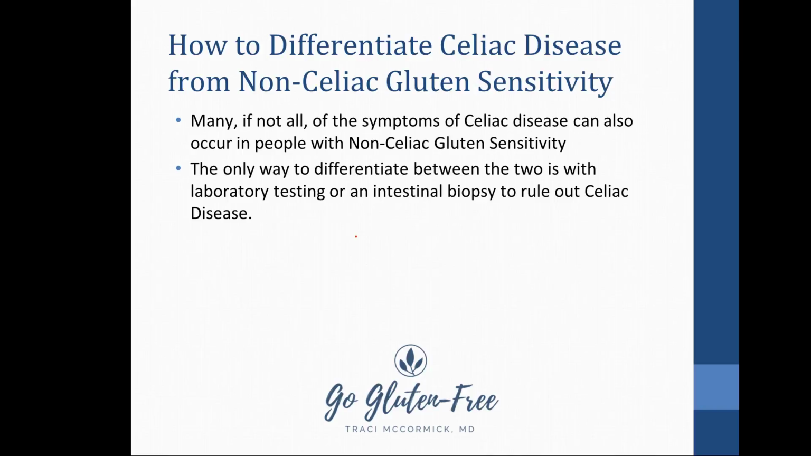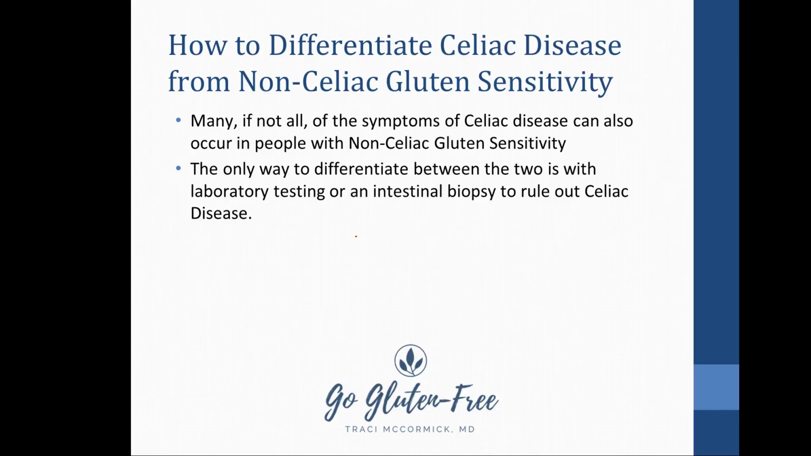If you're wondering how you differentiate between celiac disease and non-celiac gluten sensitivity, the answer is that you get tested for celiac disease, and if you don't have celiac disease, then you go on a gluten-free diet. And if the gluten-free diet helps, then you're considered to have gluten sensitivity. Again, if you're gluten-free and you get tested for celiac disease, that's going to come back negative.